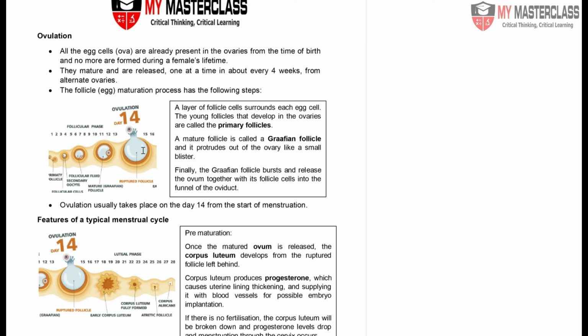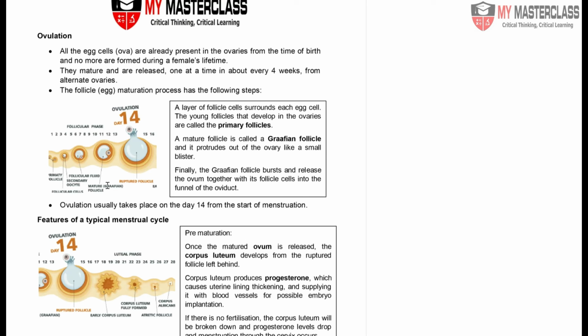We have a layer of follicle cells. All these white components are your follicle cells, which will surround the egg cells. These white areas will start maturing, and when maturing, these are called the primary follicle. It will then continue to mature until it reaches the maturation state, which is called the Graafian follicle.